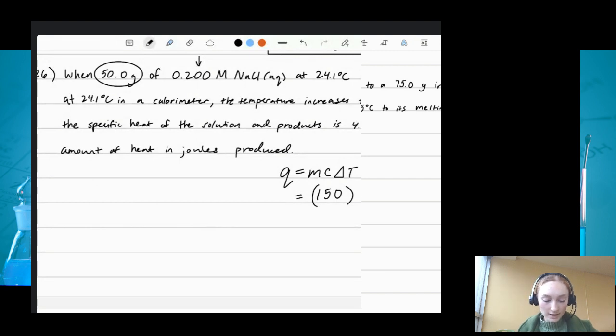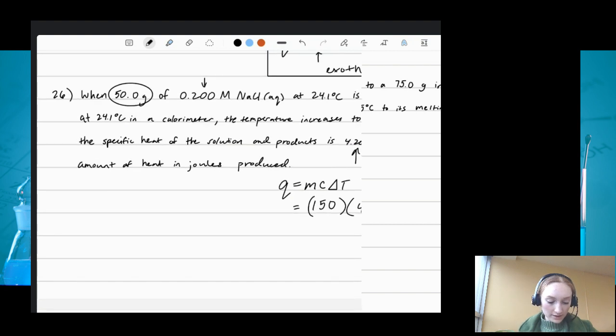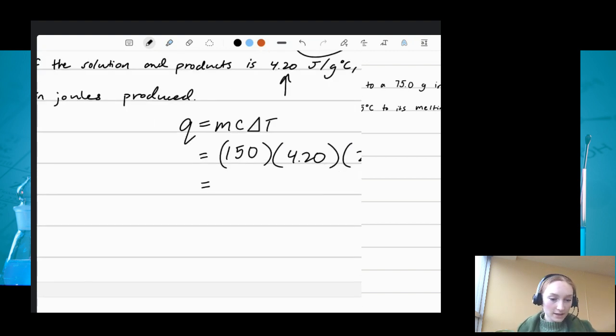For the C value, it's the specific heat, which it already gives us, so it's going to be 4.20. And for the delta T, it says at 24.1 degrees Celsius in a calorimeter, the temperature increases to 25.2. So those are the 2 temperature values for our delta T. It increases to 25.2, which is our final value, minus the initial, which is 24.1. And solving for all of that, we will be getting a value of 693 joules.